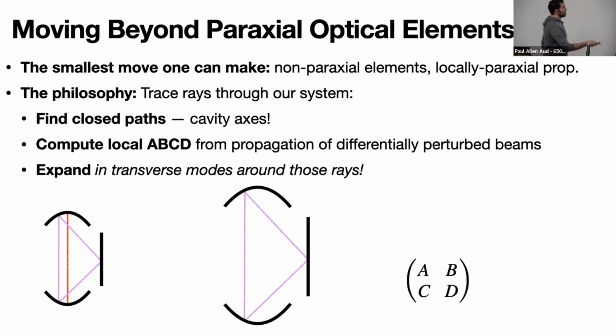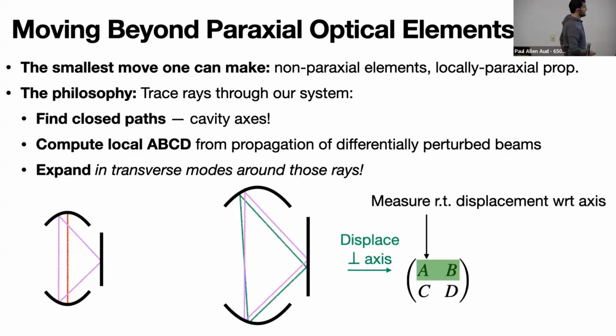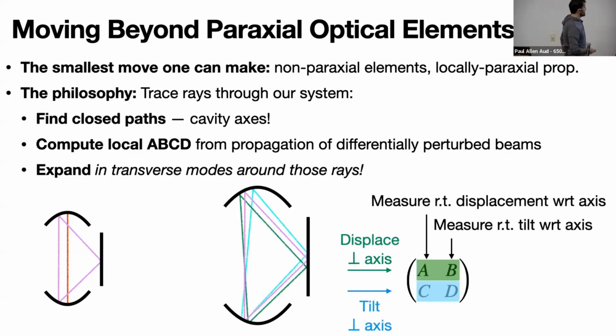If you didn't have that, what you would do is try to figure out what the ABCD matrix is, and how would you compute that? Well, what you would do is first displace a ray slightly with respect to this axis and trace it around.